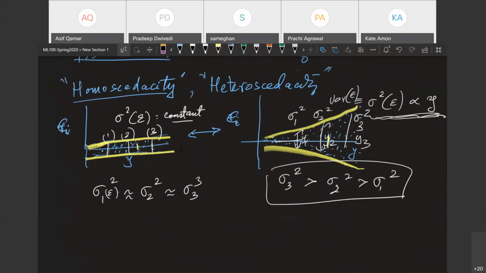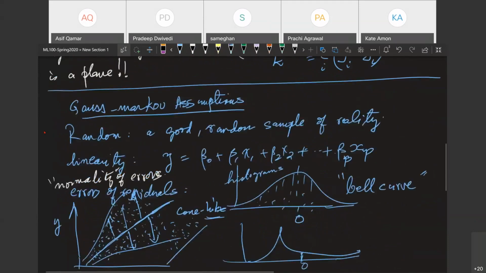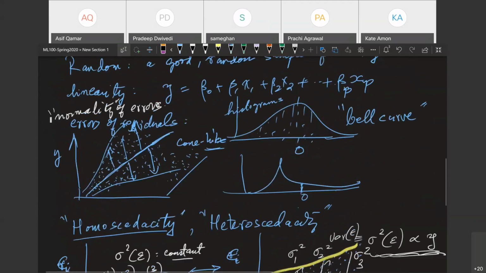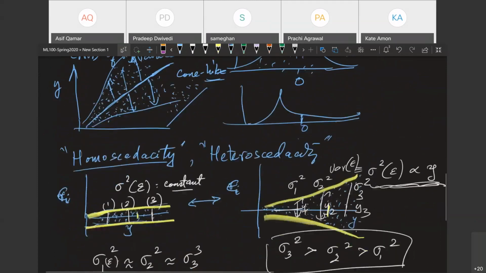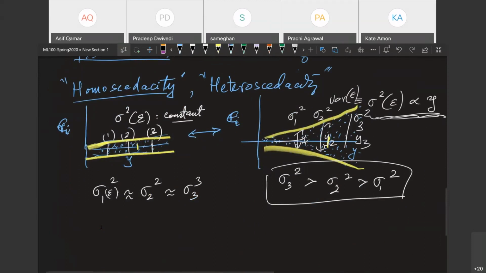So these are the fundamental assumptions. Did I capture all of them? Randomness, linearity, residuals, homoscedasticity. I get the feeling I'm missing one more. Can somebody tell me what I missed? Multi-collinearity, I think. Oh, multi-collinearity, of course, the thing that I was going to talk about. Yes, thank you. Multi-collinearity.